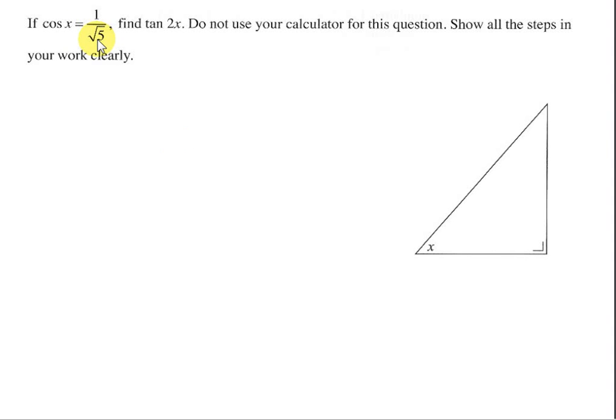If cos x equals 1 over root 5, find the tan of 2x. Now what we do is we draw a right angle triangle and mark in angle x.